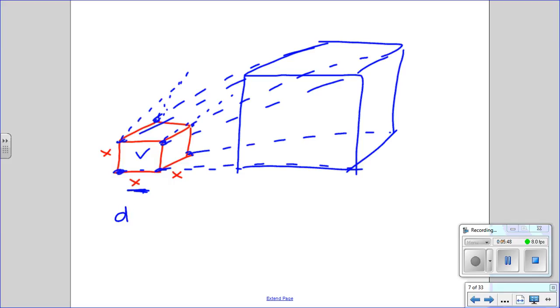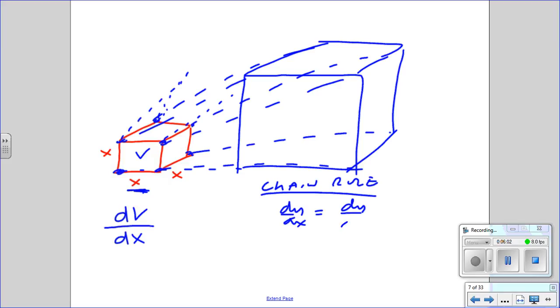So I'm saying that the volume. By the way, you know the chain rule. So the chain rule here, we know that dy by dx is the same as dy by dt times dt by dx. And again, in inverted commas or quotation marks, those dt's cancel, don't they?